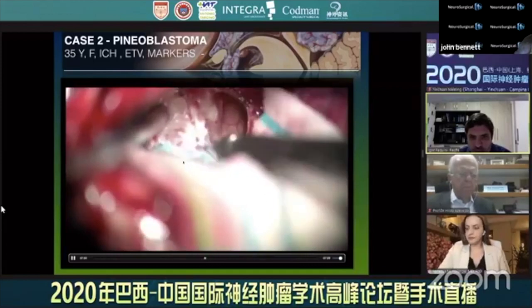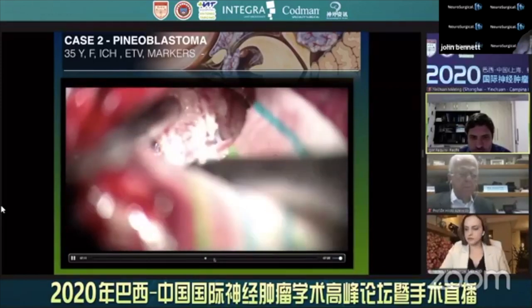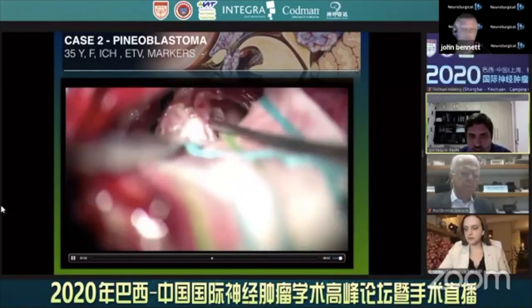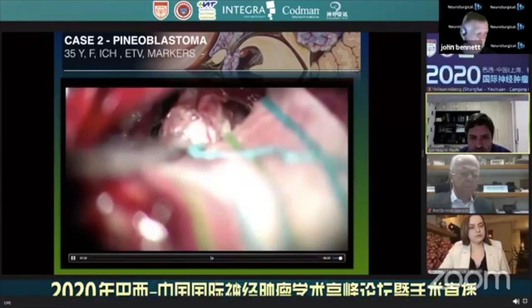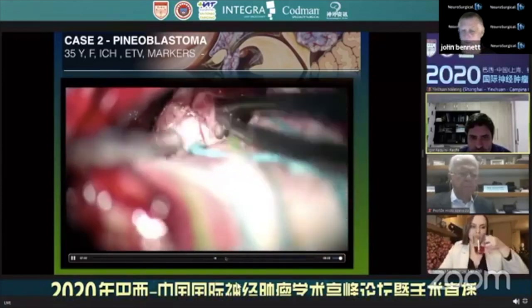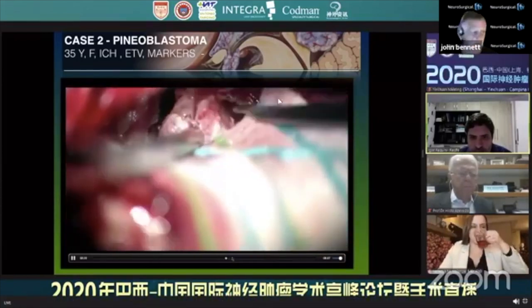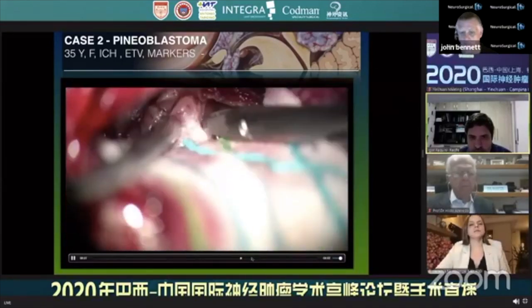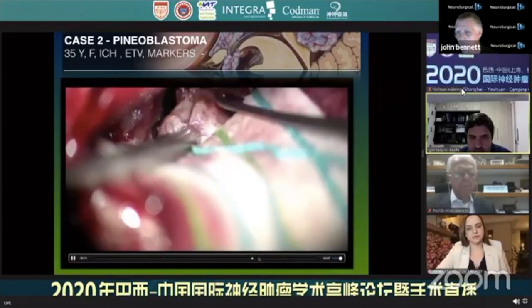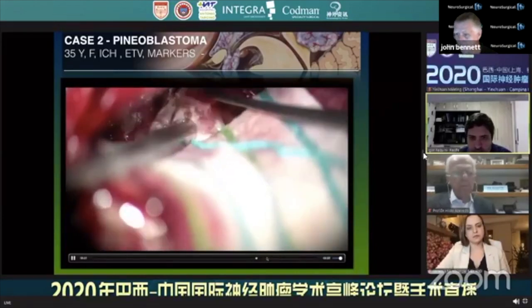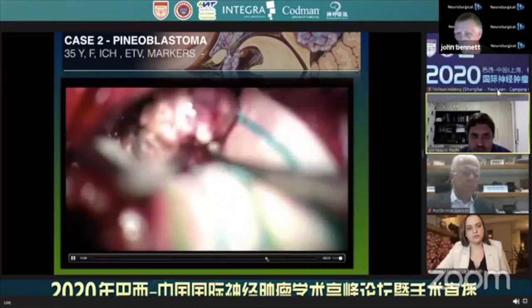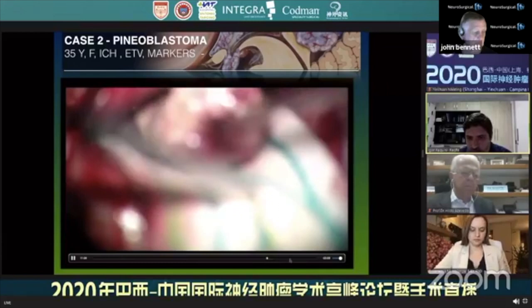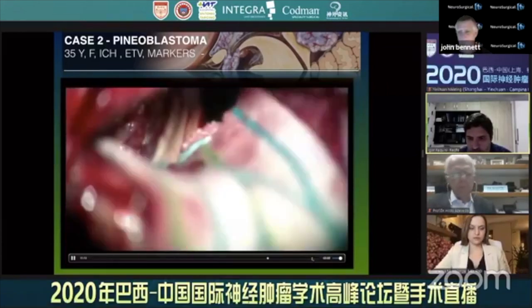So, gentle movements, separate the tumor from the veins, and we leave the subgaleal region for the final. And here we can already see a cleavage plane between the tumor and the surrounding veins. We coagulate and cut, dissect, very gentle. And here we can remove the tumor. Almost en bloc. We leave the subgaleal region.